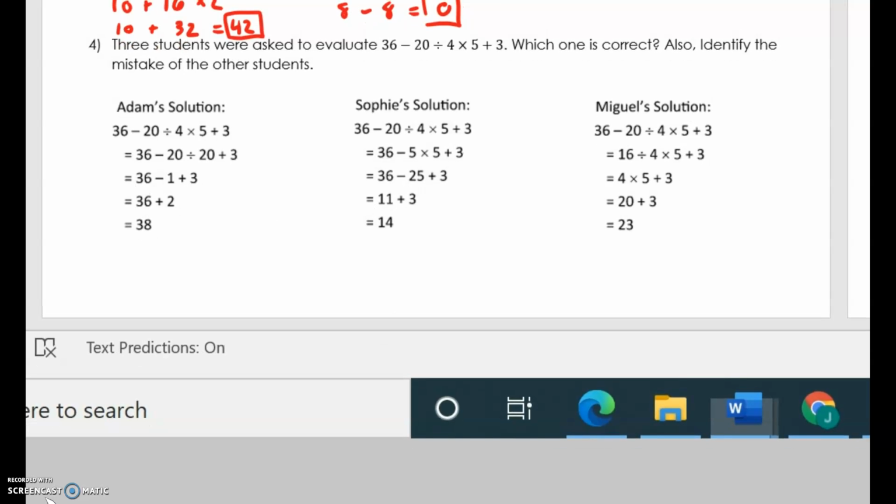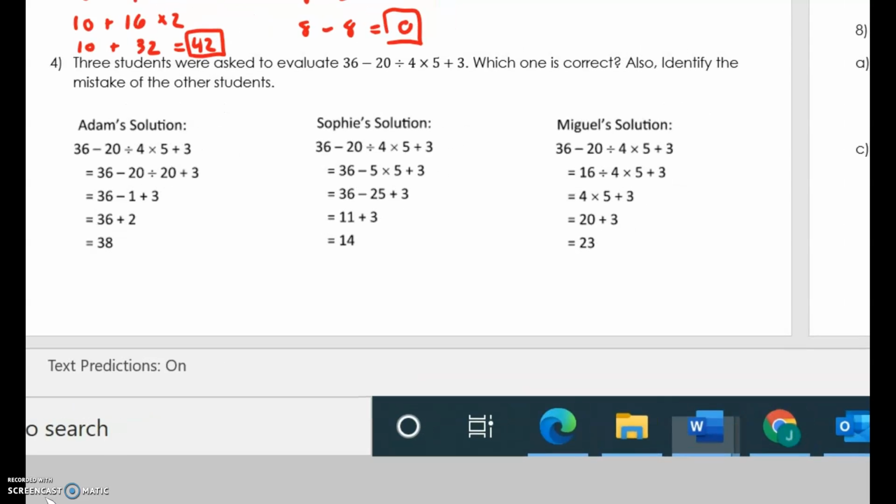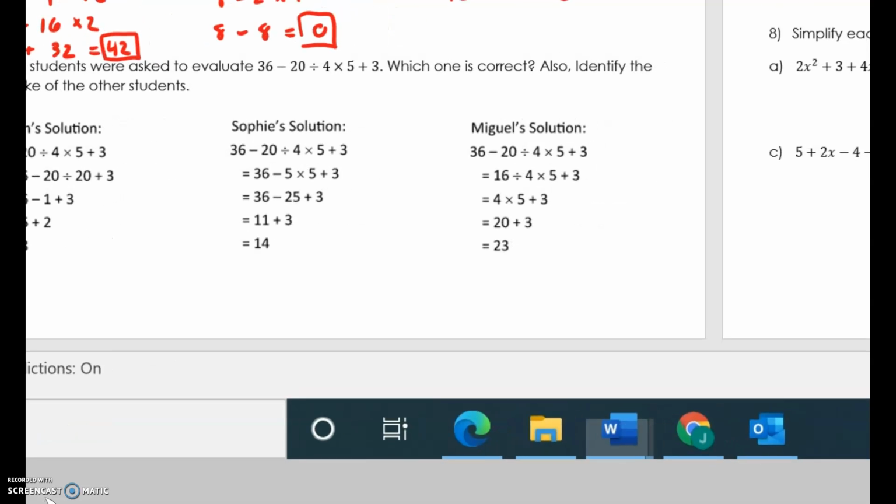Question number 4. 3 students were asked to evaluate 36 minus 20 divided by 4 times 5 plus 3. Which one is correct? Also, identify the mistake of the other students. All right, so what I like to do is I would simplify this myself first, and then I can compare my work with the other students.